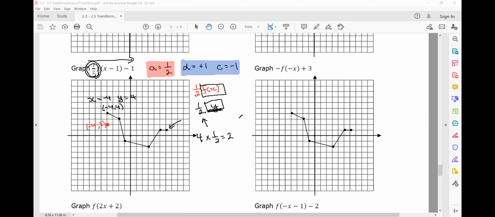Is that good? Is that a good pace? I hope so. I'm getting silence.